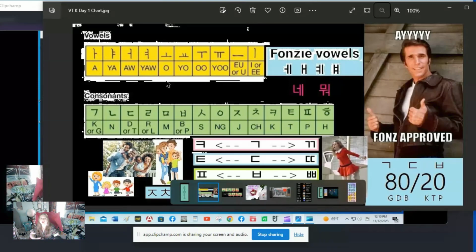Unlike an English O, which does a bunch of different stuff, just like the English A, it's always going to be just the O sound, no matter what. So anyway, that is the O.